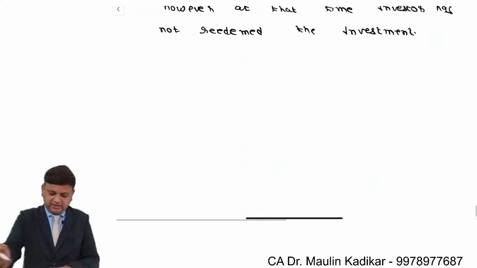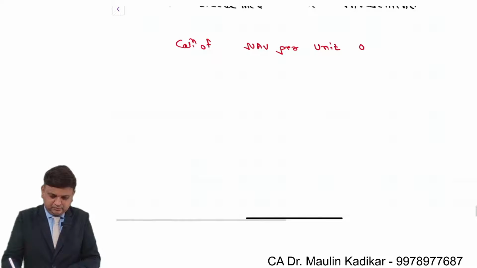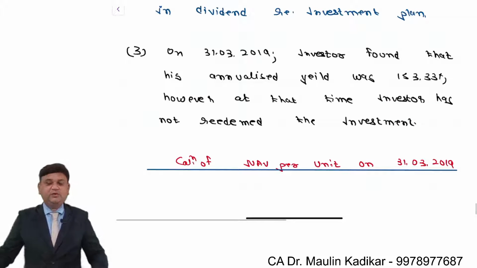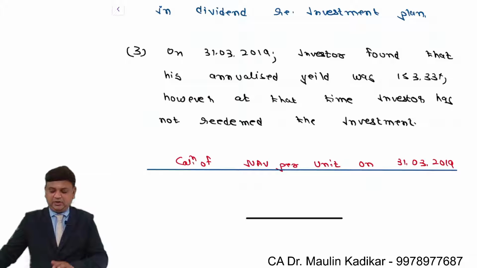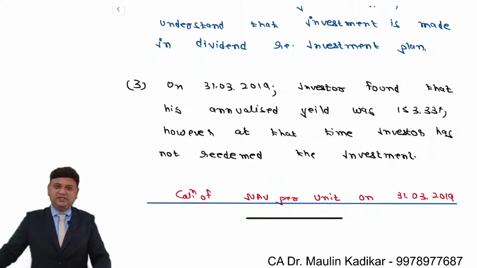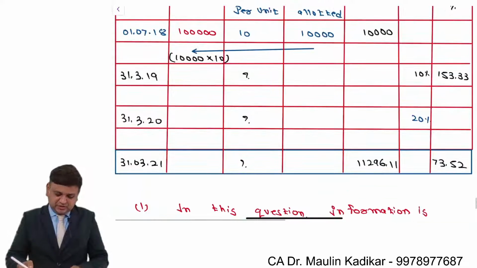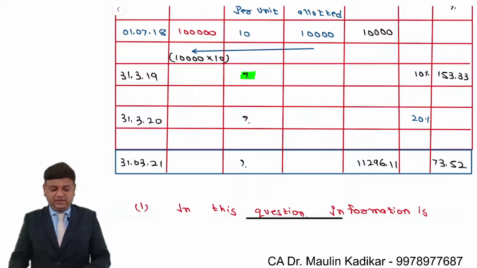So now first heading, calculation of net asset value per unit on 31st of March 2019. That is what we are going to calculate first of all. I want you to do this answer and put your answer in the chat box. So let us have understanding of how to make the computation of the NAV per unit as on 31st of March 2019. It's very simple, dear students.